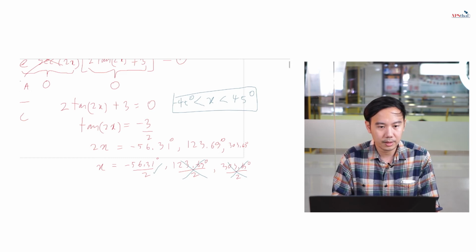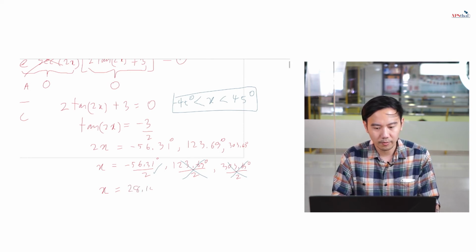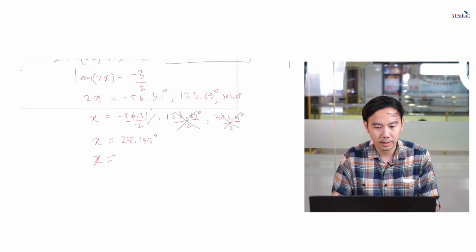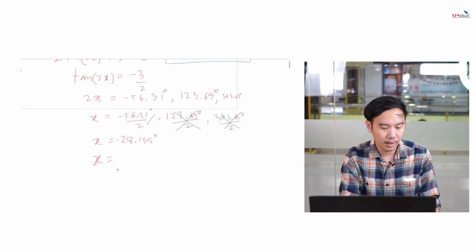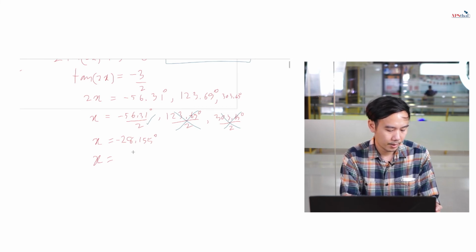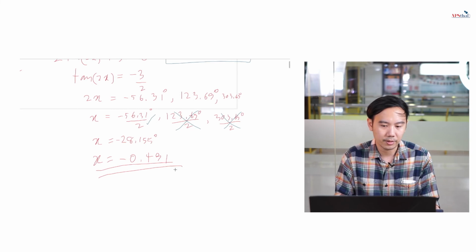So our only answer in degrees for now will be 56.31 divided by 2, which is around 28.155 degrees (negative). And if I convert this into radians, because they expect the answer to be in radians, I have to divide the answer by 180 and then multiply it by pi, and that'll get me to negative 0.491, and that is the answer for this one.